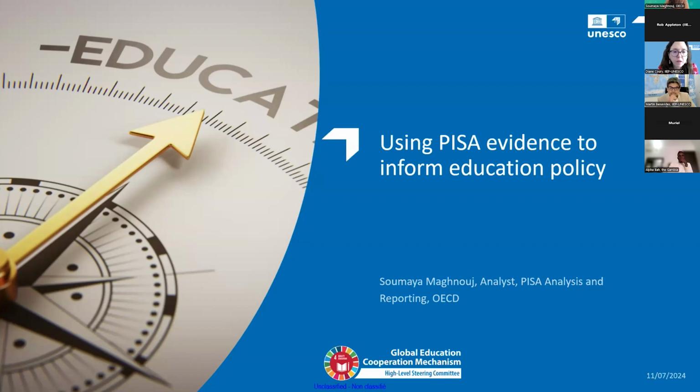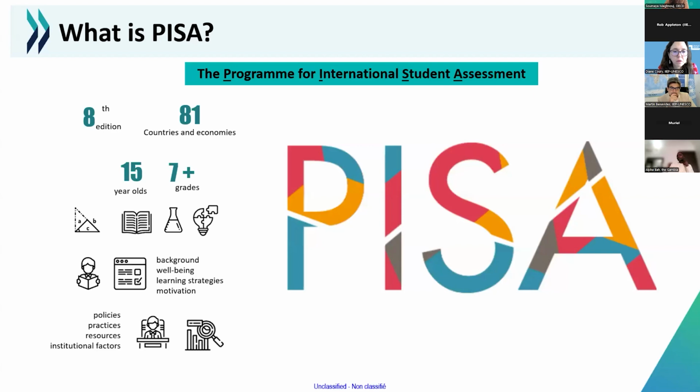For those that may not be familiar with PISA, PISA stands for the Program for International Student Assessment. It is a large-scale assessment of student performance. It assesses students at the end of basic education at 15 years old, so usually the model grade 7 or 8, in math, reading, and science, and then each cycle would have an innovative domain, such as in the last cycle that we just published in December, it was creative thinking.